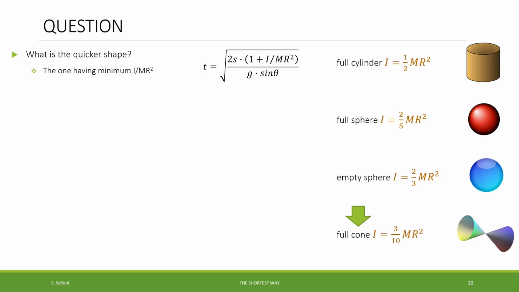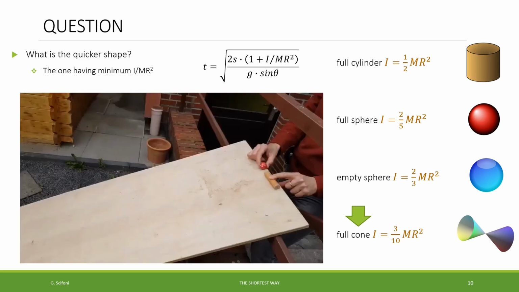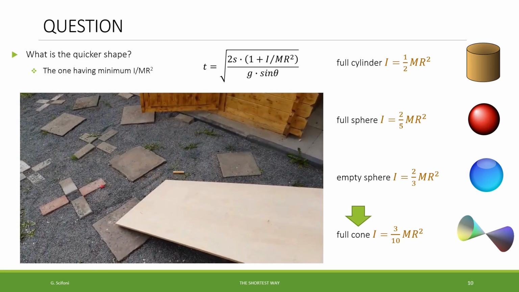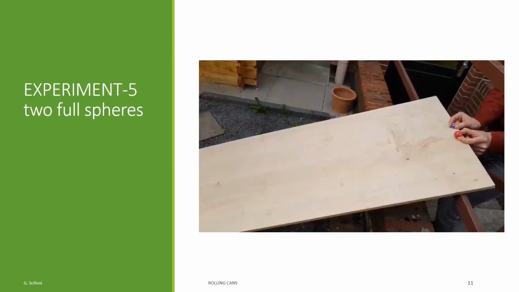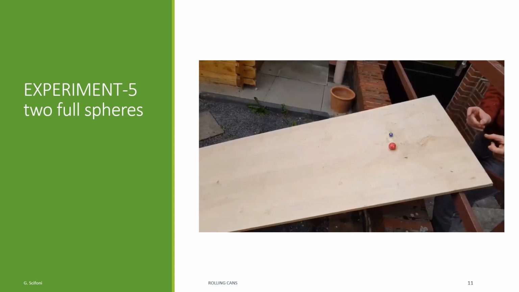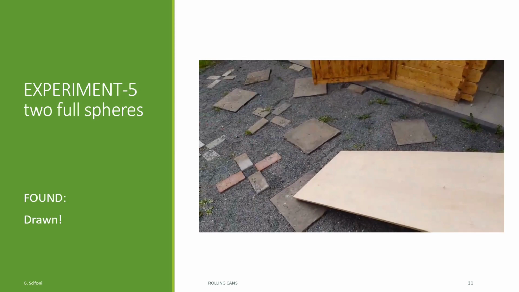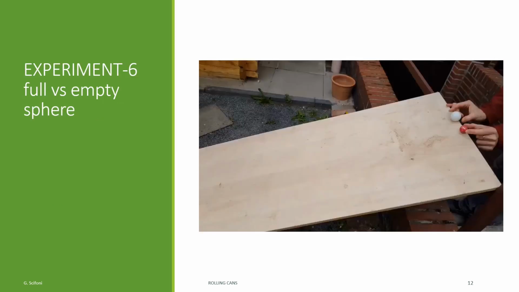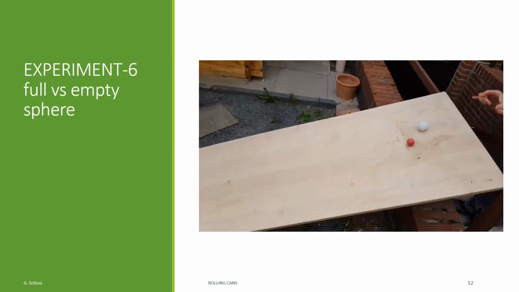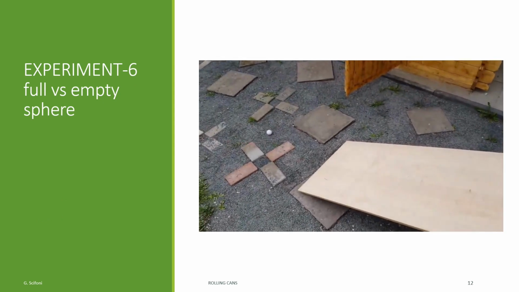Let's make now another race, full sphere against full cylinder. Actually, the experiment confirms theory. The full sphere is quicker. Now we make two balls run, both full but of different radius and different materials. We have the same time. If one of them is hollow, however, the full wins.